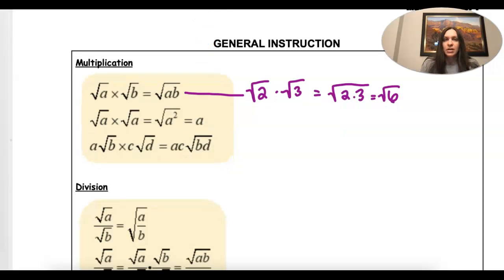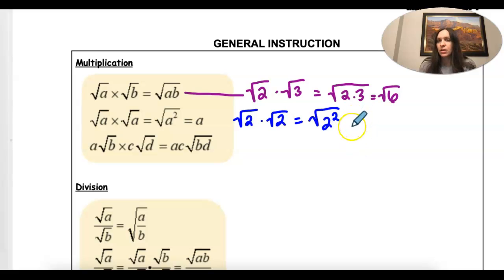However, sometimes you get the same number. So say I take the square root of 2 times the square root of 2. I do that same process, but now it's the square root of 2 times 2, which is the same as 2 squared. And we know that a square and a square root are opposite operations, so those would cancel and I'd just be left with 2, just the number underneath, our original number.